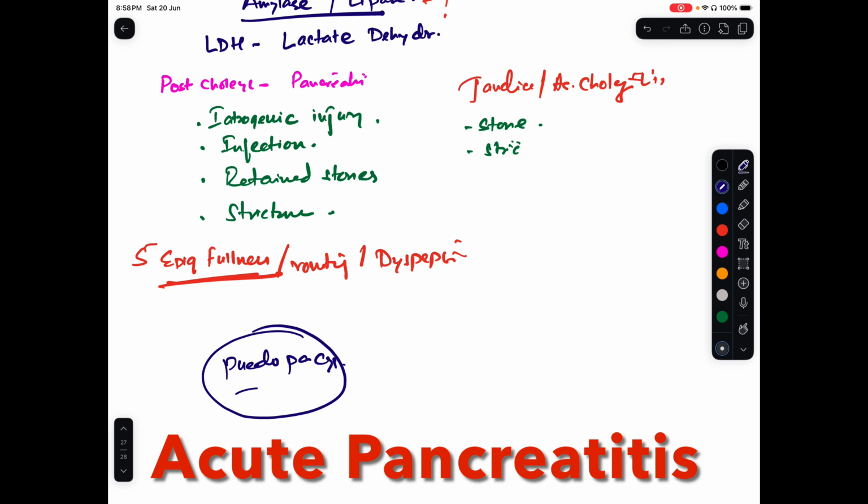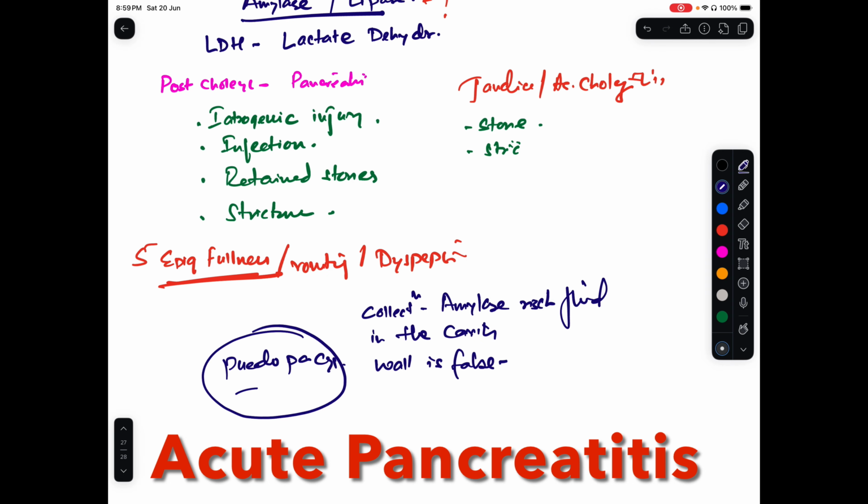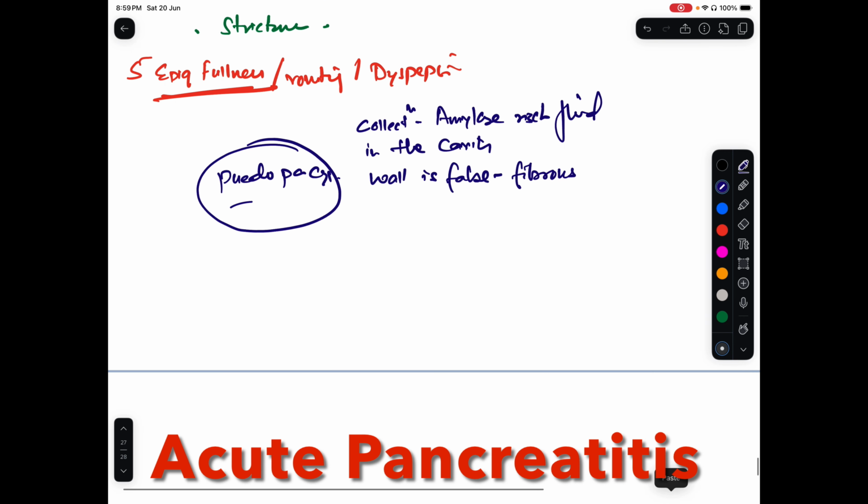This is a collection of, what does it get collected? Amylase rich fluid in a cavity whose wall is false, so that is fibrous or it can be granulation tissue, not a true wall.